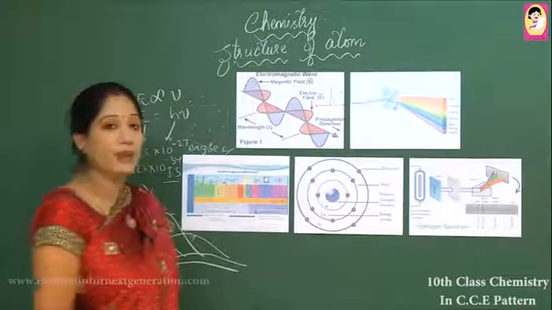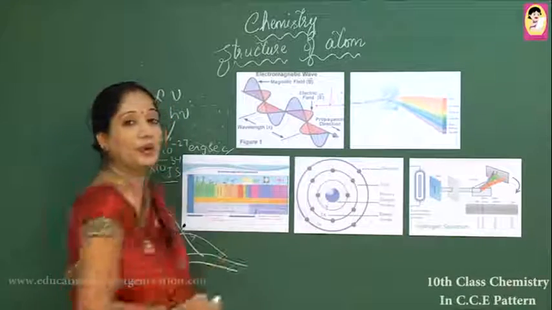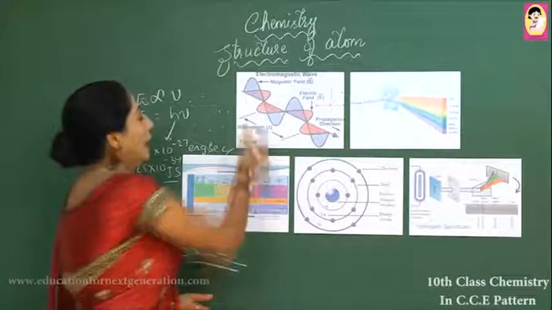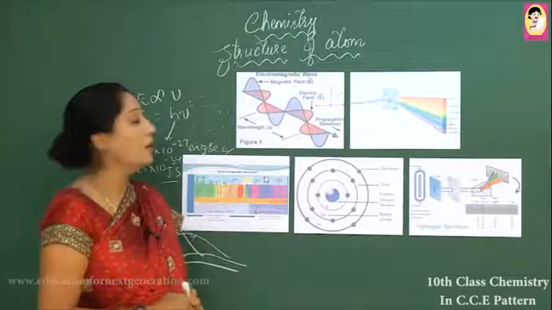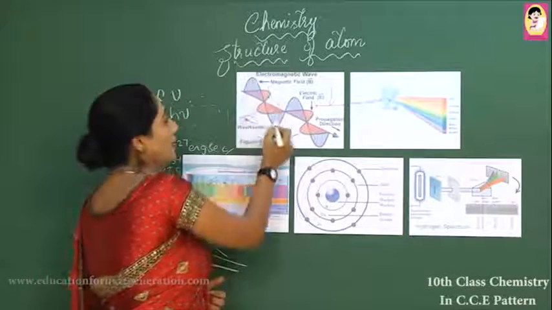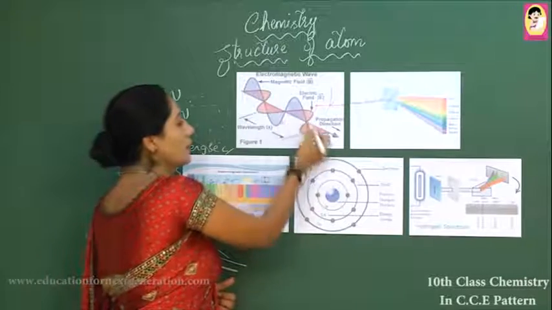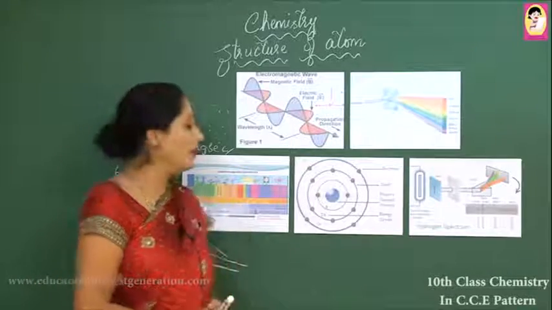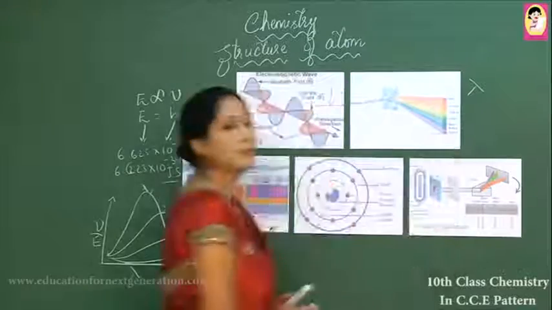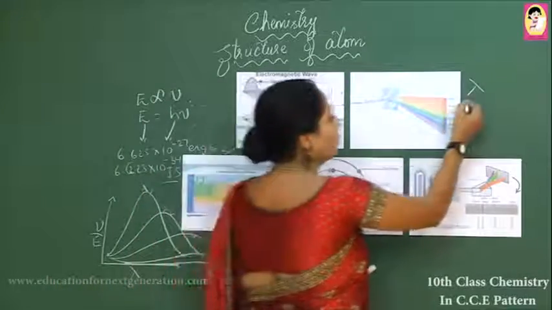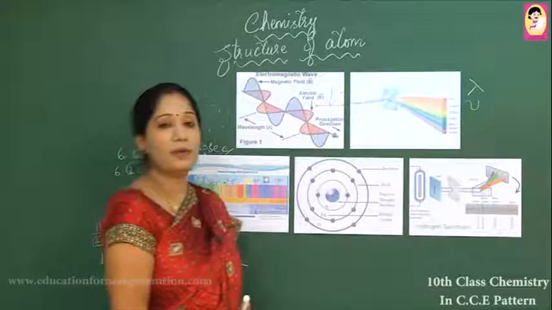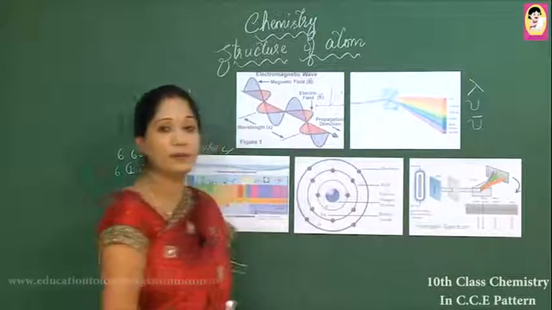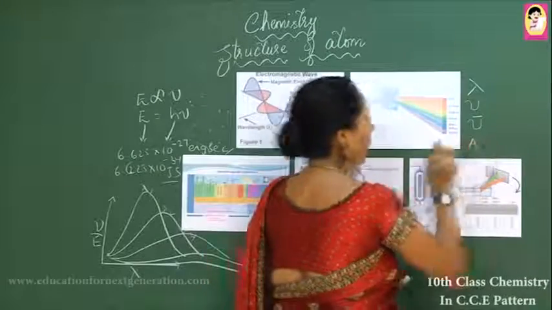Now, we have discussed that light travels in the form of a wave. What is a wave first of all? When light propagates, the electric field and the magnetic field are perpendicular to each other, moving in the form of a wave. A wave possesses various characteristic properties. One is the wavelength, denoted by the symbol lambda. The second one is frequency, denoted by the symbol nu. The third one is wave number, denoted by the symbol nu bar, and then amplitude.